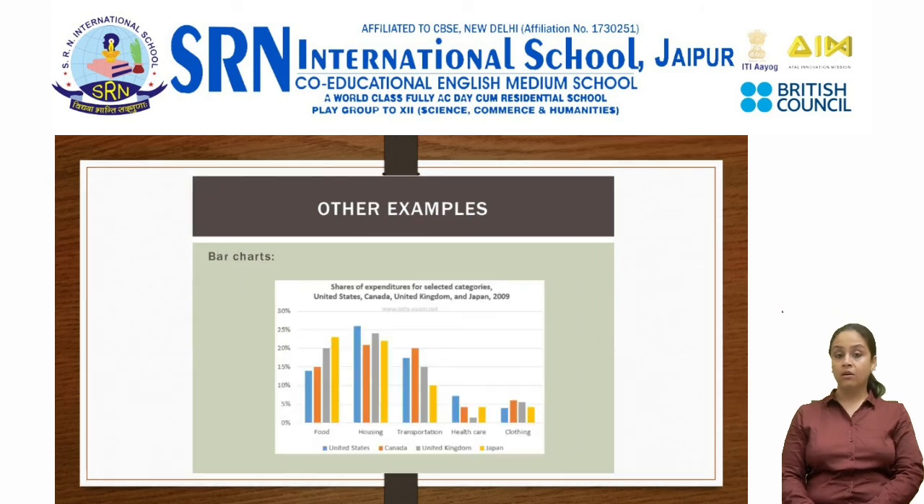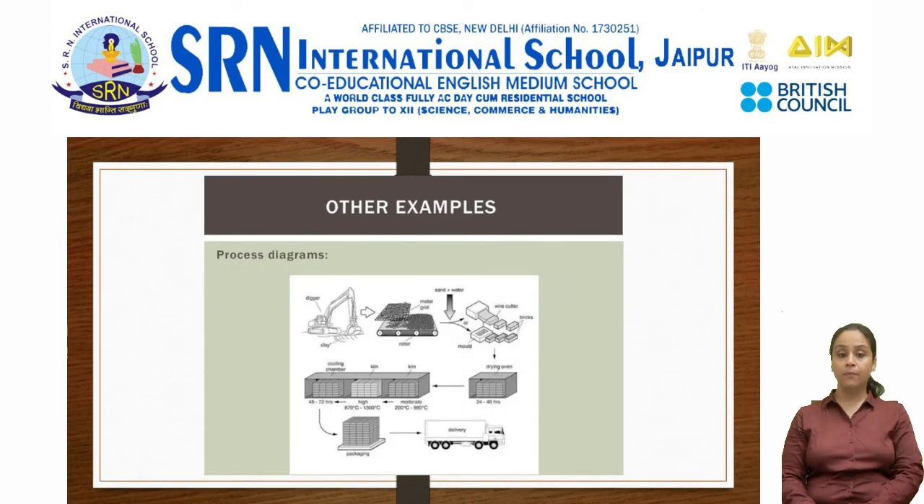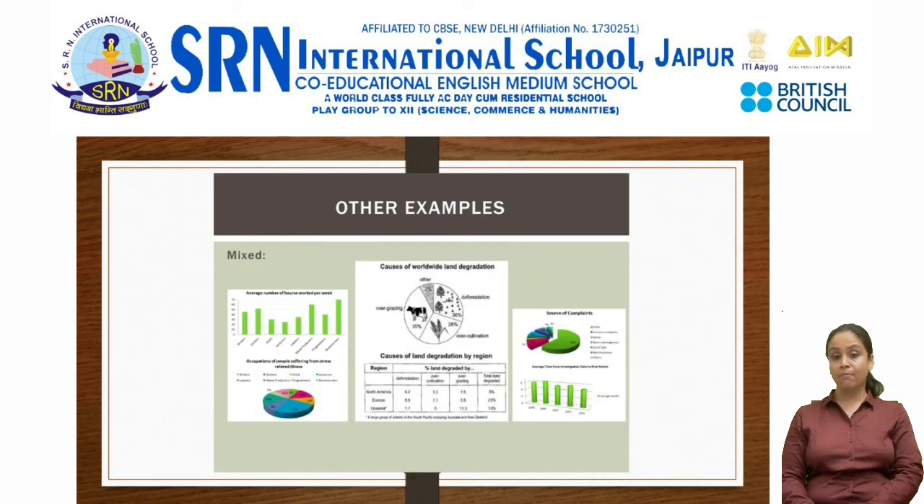This is how your bar charts look like. This could be maps where you need to give a description or relative comparisons. This would be a process diagram. You can also get mixed questions where you have bar graphs and pie charts, or a process diagram with a tabular form, or a line graph with a bar graph. So you can get a mix of this also.